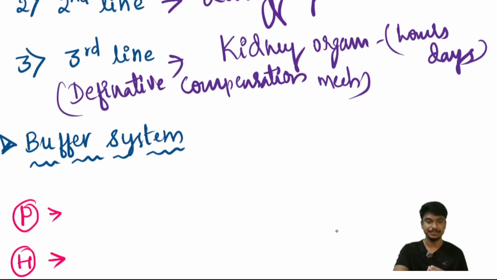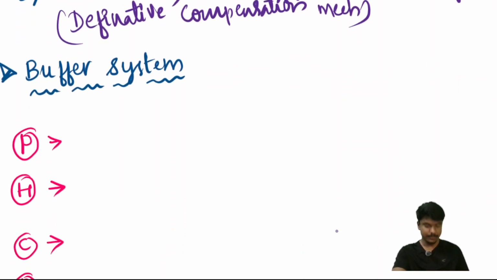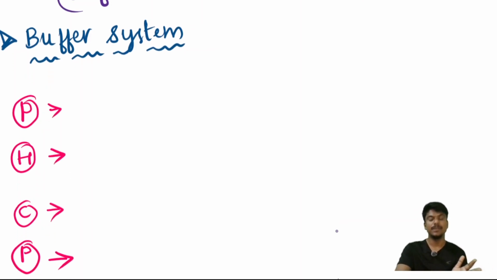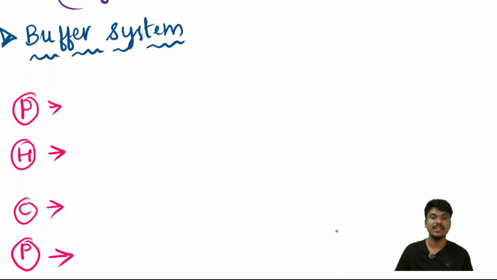First, we'll see the buffer system. For the buffer system, I made a mnemonic called PHCP, nothing but primary healthcare provider. What are the different components present in our buffer system? Buffer system means maintaining a balance, maintaining the normal range. That's what we call a buffer. If you understand the English, you will get the concept clearly. That's why I'm telling you, first be clear with the English.